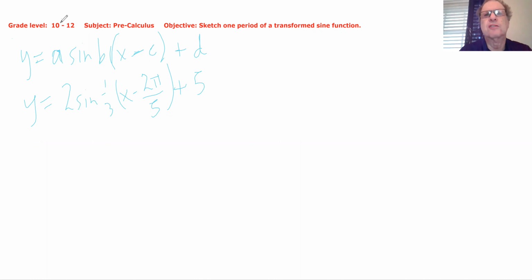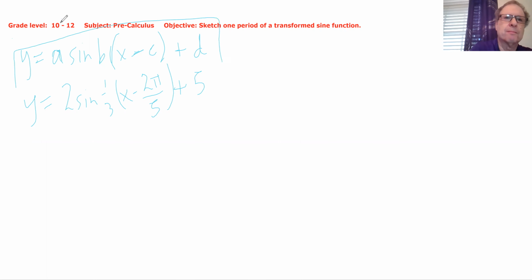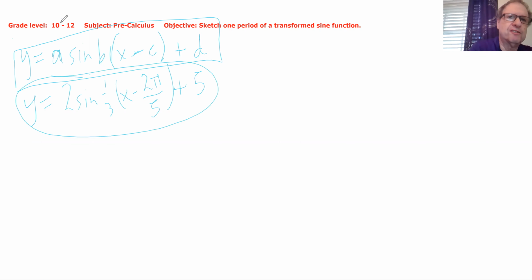Well, yesterday we sketched one period of the basic sine function, y equals sine of x, and today we're going to sketch one period of a transformed sine function. And here's a general form, and here's the one we're going to graph today. So first we list 5 important things: the acronym, and the amplitude, and the period, and the horizontal, and the vertical shift. And they must be listed in that exact order.